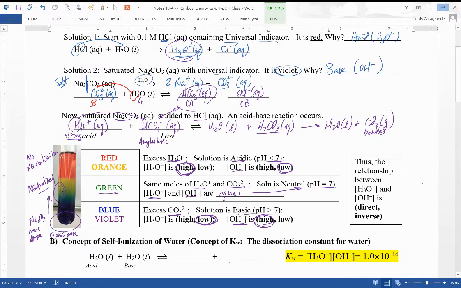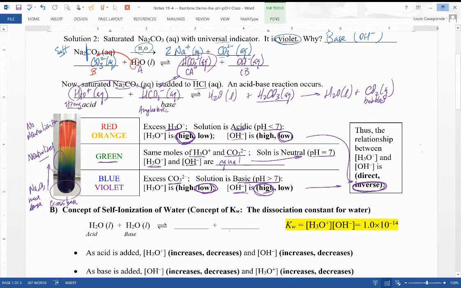And so that's a seesaw effect. If the hydroxide is high, hydronium is low. If hydronium is high, hydroxide is low. This seesaw effect we've found before to be an inverse relationship. So there's this inverse relationship between the concentrations of the hydroxide and the hydronium ion. Why should this be? This comes about because water itself, even in neutral water, is not just sitting there. Water has what we call a self-ionization.